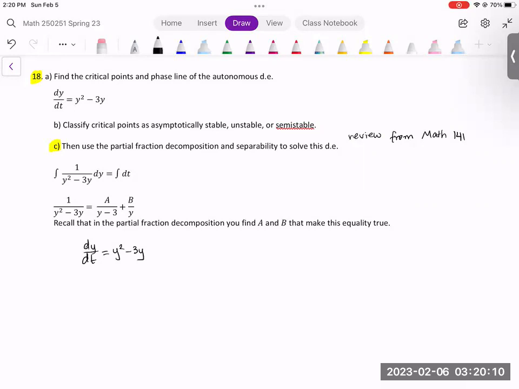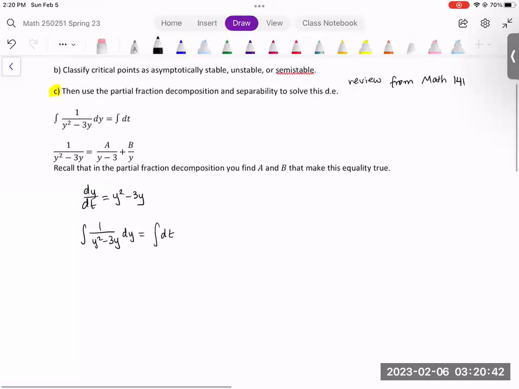And because it is autonomous, we can separate it. So we rewrite it so that we have 1 over y squared minus 3y dy equals the integral dt. Okay, so on the left-hand side, this integral is a rational expression. And if we try out things like u substitution, we don't get anywhere. And so the technique we're going to be using is really helpful if we can factor the denominator. In this case, it factors as y times y minus 3.